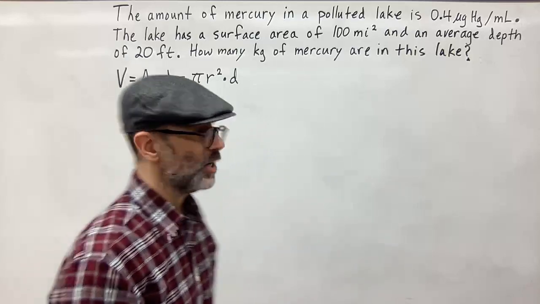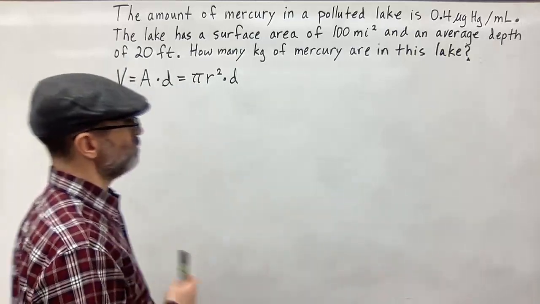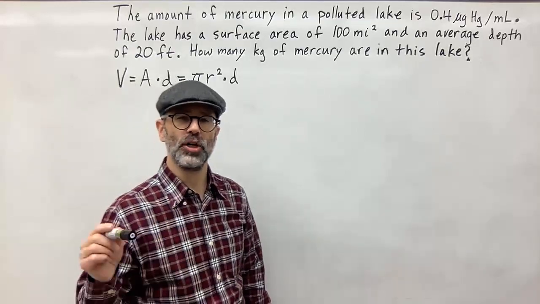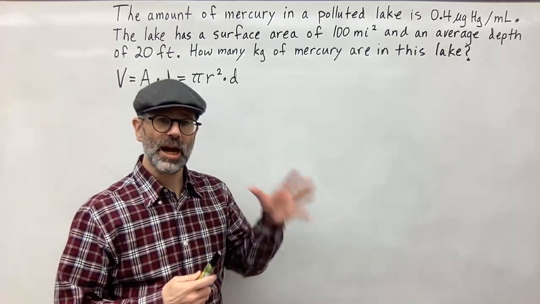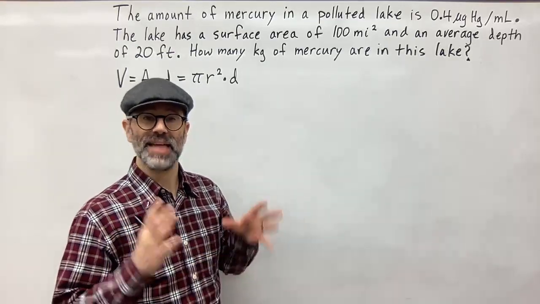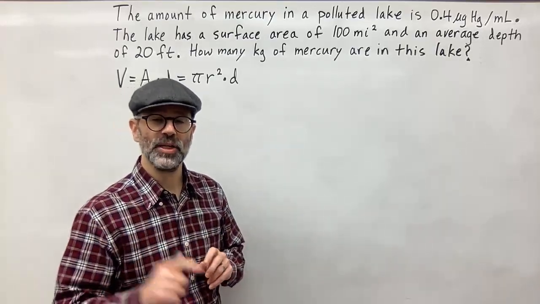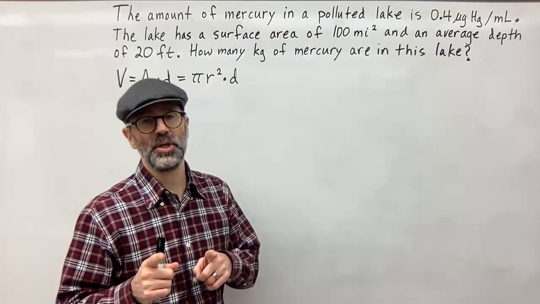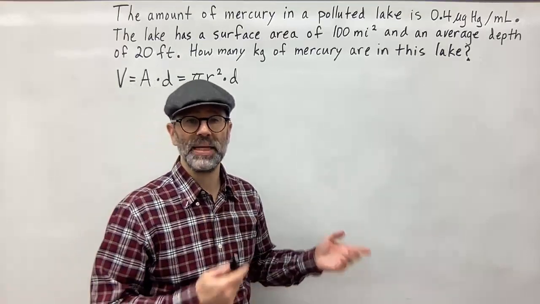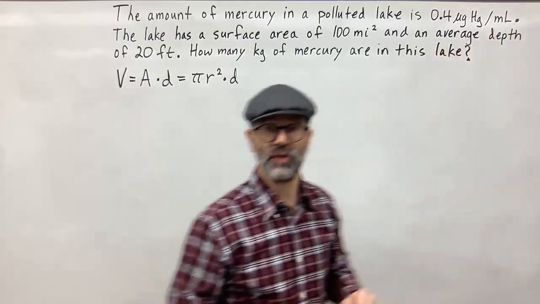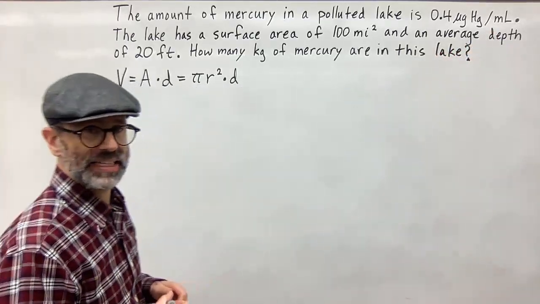So let's get started. The first thing you want to do is convert to centimeters. Why do we want to convert all of our area and depth to centimeters? Because when you get the volume, you're going to get centimeters cubed. And we know that 1 centimeter cubed is equal to 1 milliliter. So that's where we're going to get the milliliters from to use this conversion factor. So let's go ahead and get started.